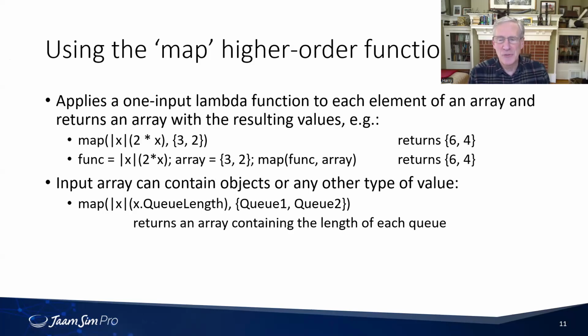So using Lambda functions for numerical values is great for showing examples of how things work, but it's not very useful. Anytime you use a Lambda function in JaamSim, you'll probably be applying it to an array of objects. So for example, if you had an array containing a list of queues, and you wanted to obtain an array containing the lengths of those queues, then you would use the example I've given here, where the Lambda function is returning the queue length output for each queue. Note that the Lambda function doesn't know what kind of object it's expecting, but if it does not have a queue length output, it'll return an error. So JaamSim expressions are not strongly typed.